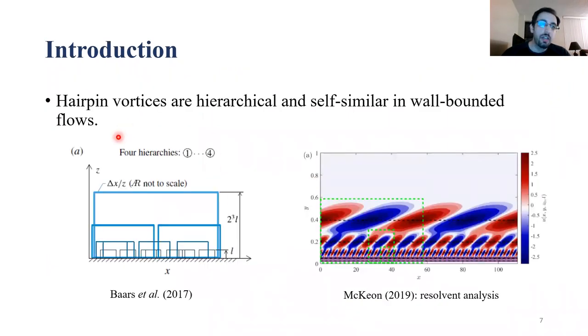The other thing about the eddy structures or hairpin vortices in wall-bounded flows is that it's known that they are hierarchical and self-similar. Here on the left, I'm showing a cartoon from Bars et al., where four hierarchies or four eddy sizes are shown. The largest rectangle represents the largest eddy structures, and the smaller ones represent the smaller eddy structures. So the eddy structures in wall-bounded flows are hierarchical and also self-similar.